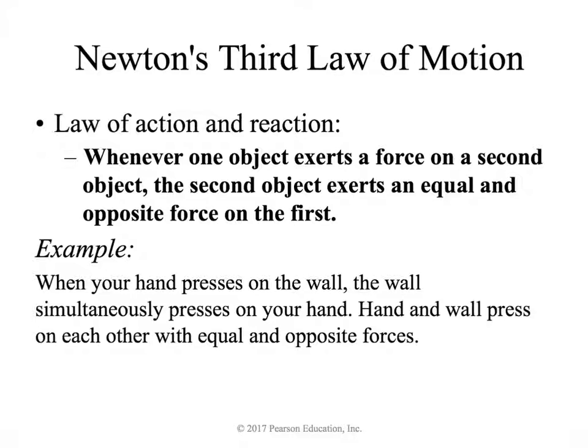So, as an example, if you press your hand against the wall, the wall has to press against you to keep you from crashing through the wall. And so the hand and the wall press on each other with equal and opposite forces. We know that because our equilibrium condition says that the forces have to be balanced if the thing's not accelerating. And so the force of the wall pushing back against your hand has to equal the force of your hand pushing against the wall, otherwise there'd be an acceleration.